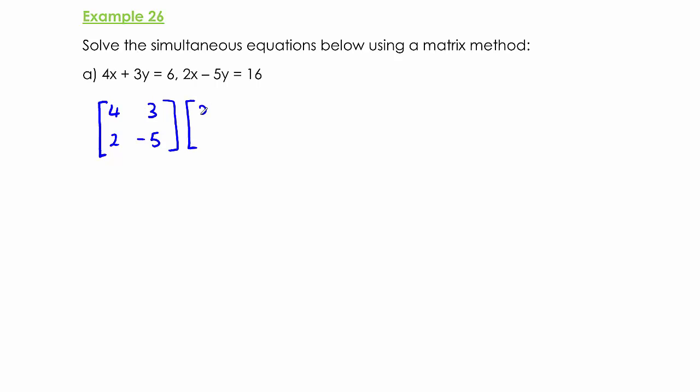I then have x, y. Just try doing the multiplication. You get 4x plus 3y on top, 2x minus 5y on the bottom. And so if we put that equal to 6, 16, that is the simultaneous equations represented as a matrix. Now, what we want is the inverse of this matrix.